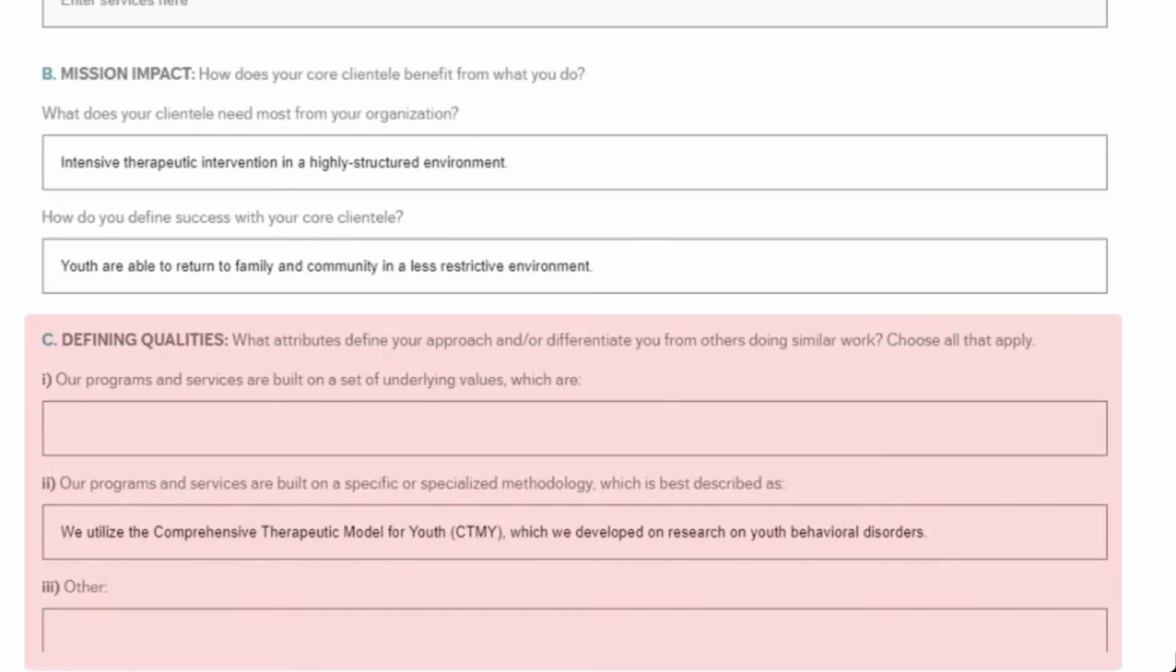The third piece of the organizational core is more open-ended, and it's referred to as your defining qualities. It's your opportunity to talk about those things that really give you your identity, your signature touch on what you do. It could be a set of underlying values, such as a faith base or a particular philosophy. It could be a specific approach or methodology to your programs and services. And it could be something else. It could also be combinations of these. But again, this is not an opportunity to brainstorm. It's to really distill down to the essential components.